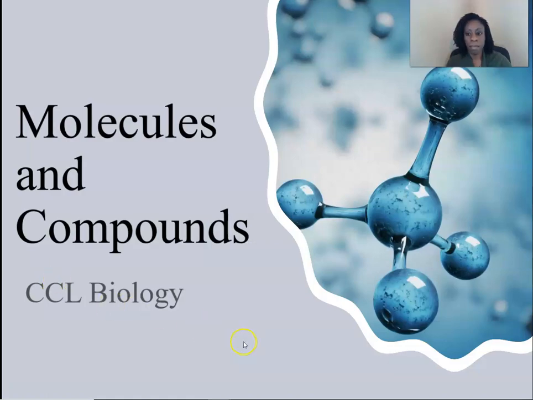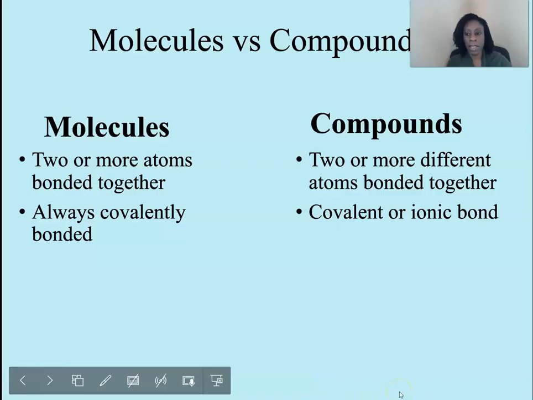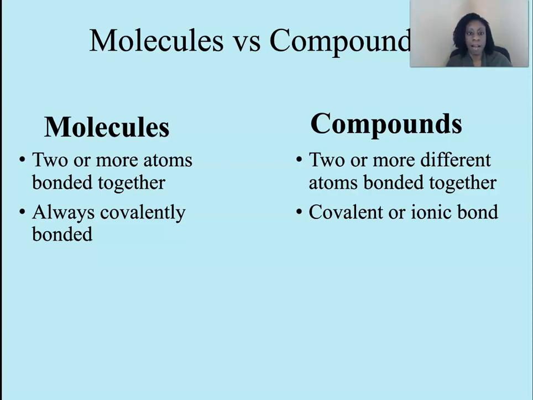But just to define molecules and compounds quickly and compare them against each other, molecules are two or more atoms that are bonded together by a covalent bond. Whereas a compound is also a group of two or more atoms that are bonded together by a chemical bond. The difference is the atoms are non-identical, and that bond can be either covalent or ionic. Since I'm talking about covalent bonds in this video, I'm going to focus specifically on molecular compounds, that is, compounds that are formed by covalent bonds.